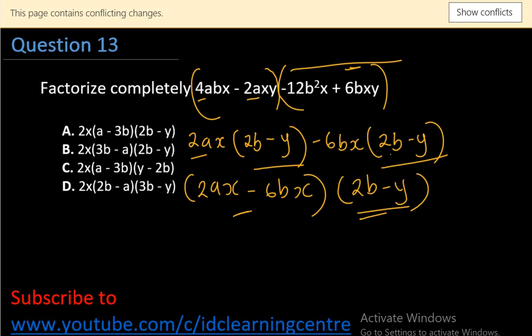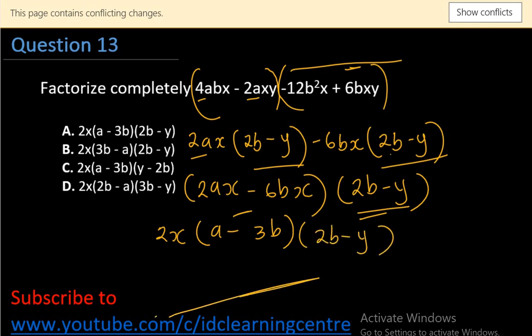I can still bring out 2x from each of them. If I remove 2x, I'll be left with a here, minus I'll be left with 3b here. Bracket, bracket, then you have 2b minus y. I can't factorize further, so this is the answer, which is 2x, a minus 3b, bracket, y minus 2b.